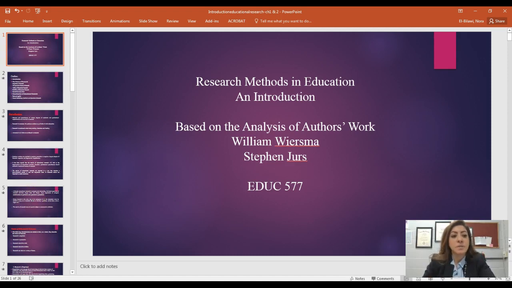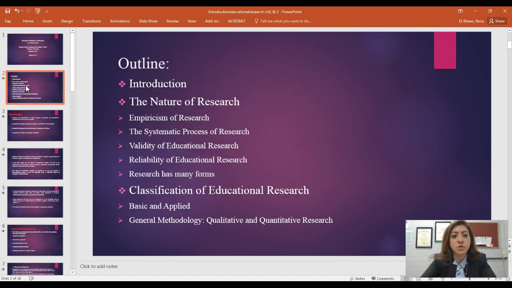So our discussion today will start with this outline of what is research, the nature of research, and the components of the nature of research, classification of education research, different types and designs, and I'm going to tell you exactly what are the types and designs that we'll focus on this semester in this course, and it should be the overall idea of research.